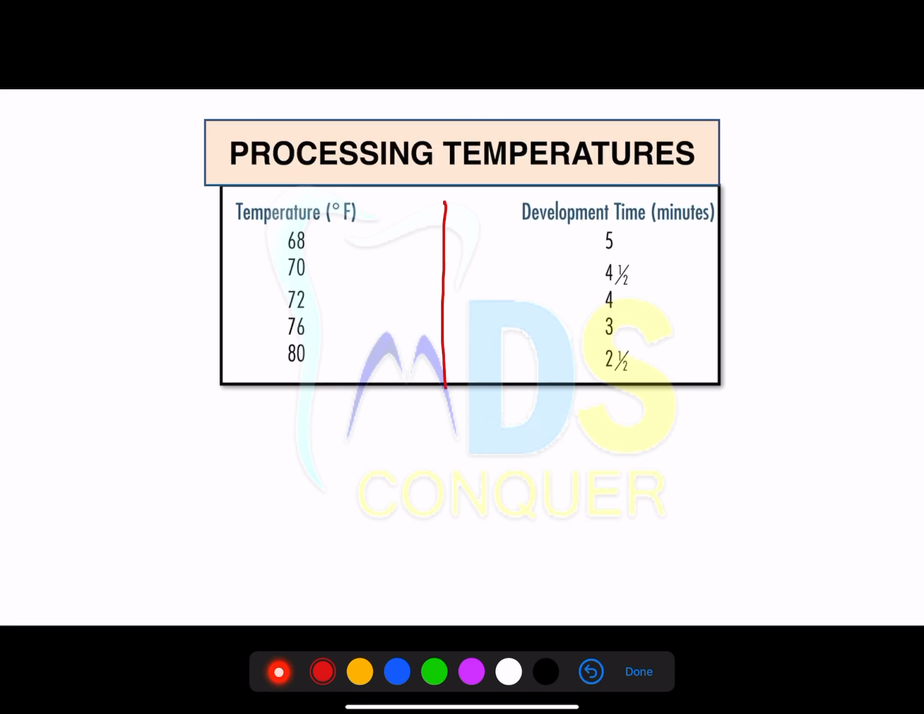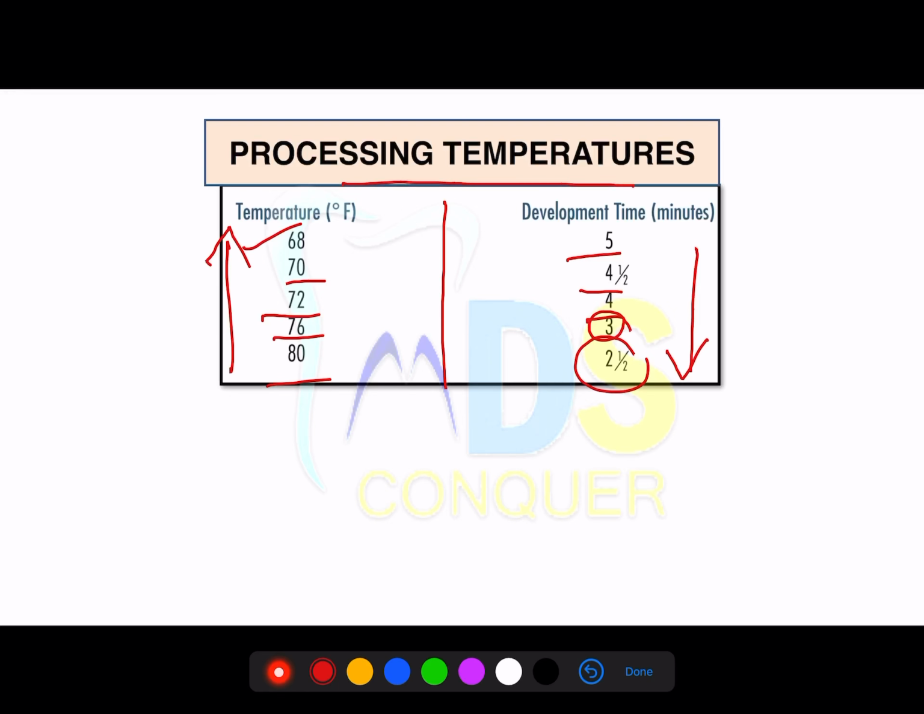These are the various processing temperatures given here and the developing time. If the temperature is 68 degrees Fahrenheit, the development time is 5 minutes. Whereas at 70, it is 4.5 minutes. At 72, it is 4 minutes. At 76, it is 3 minutes. And at 80, it is 2.5 minutes. So you can see here, if the temperature is increasing, the development time is decreasing. So these are the various processing temperatures given here.